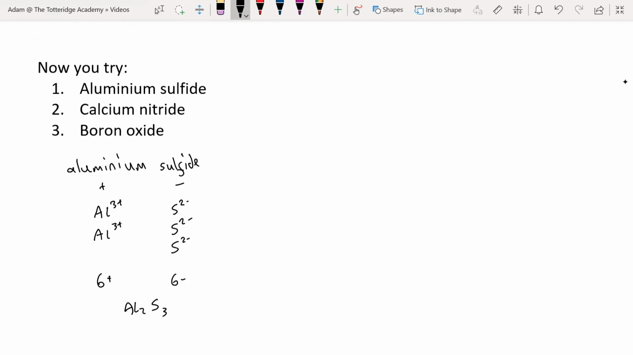Next up is calcium nitride. I've got my positive column, my negative column, Ca2+, and N is 3-. We did this one a bit earlier on. So here I need to do almost the reverse of what I did in the last one. And I'll end up with 6 positives here, 6 negatives there, and that will be Ca3N2.